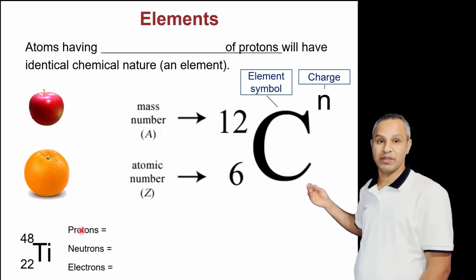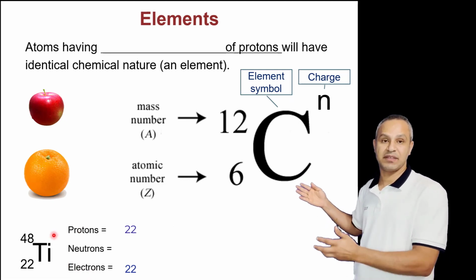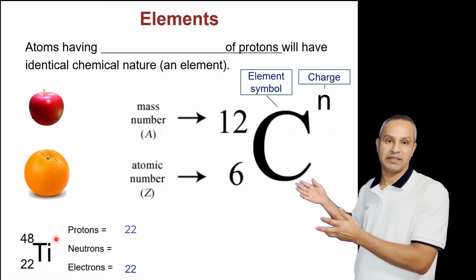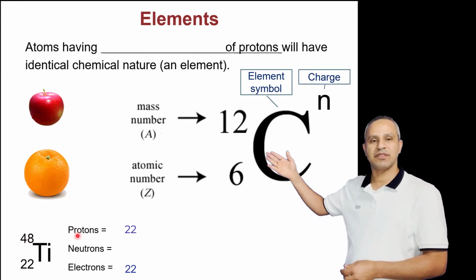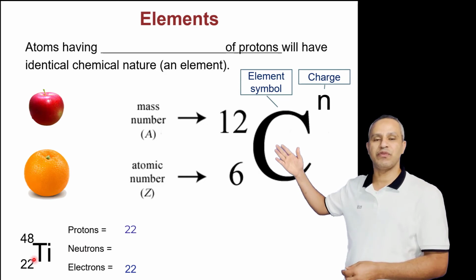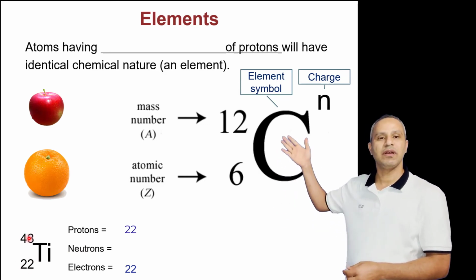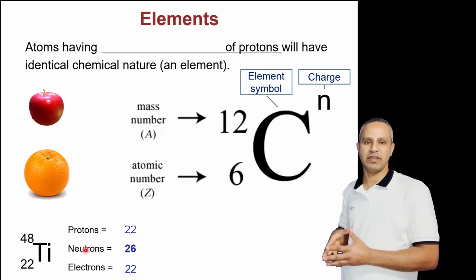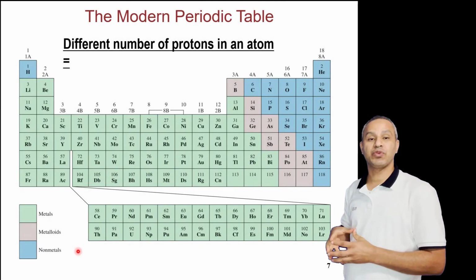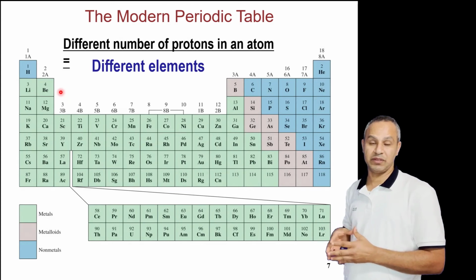So 22 is equivalent to the number of protons, which has to equal the number of electrons because this atom is neutral. It has a 0 electric charge. The mass number 48 equals the sum of protons plus neutrons. So if you subtract 22 from 48, you will get 26, which is the number of neutrons in this example.